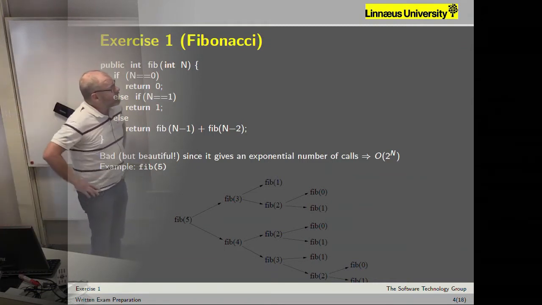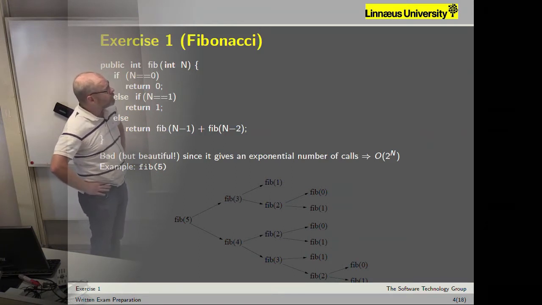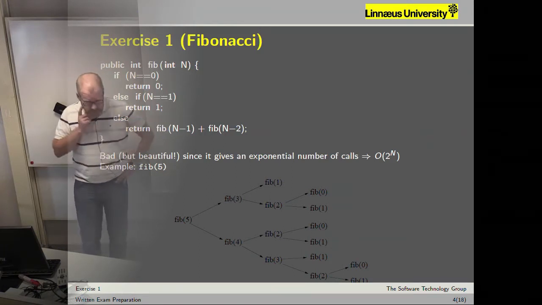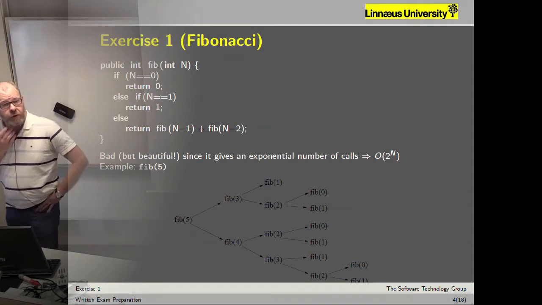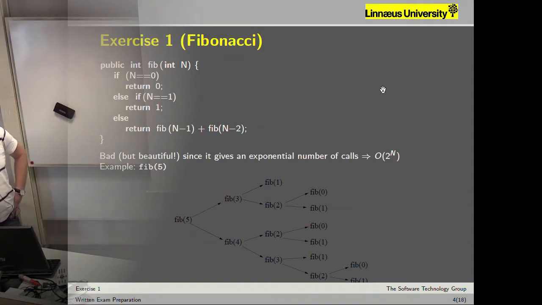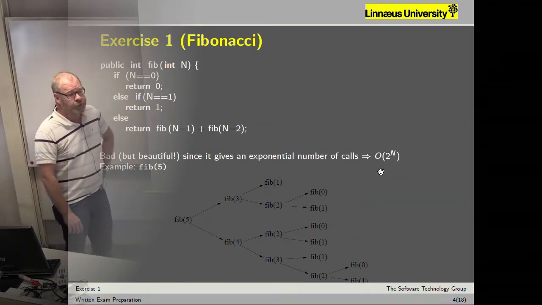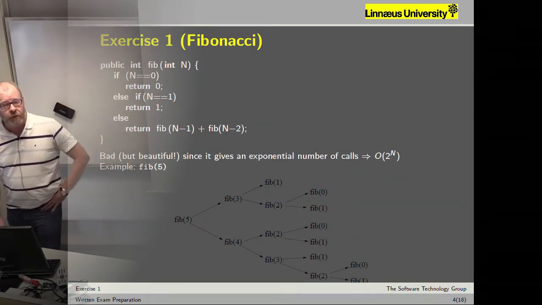The number of calls to the Fibonacci method grows exponentially with the size of the Fibonacci number. So we are saying that the time complexity is exponential in this case. It's not a good idea. If I do it on my computer, it stops at 30 or something like this. The computer cannot handle it anymore.